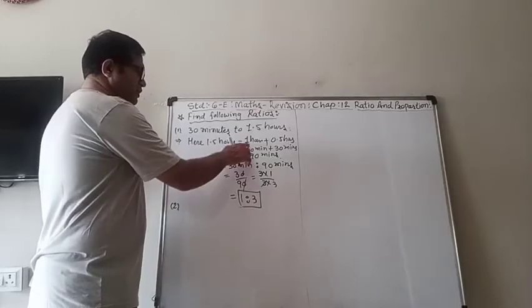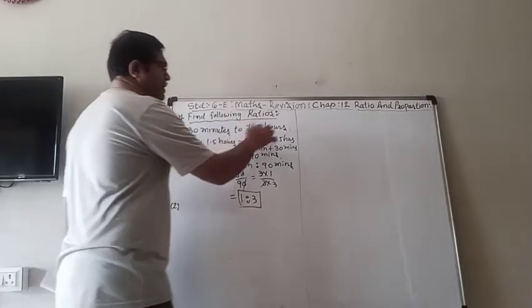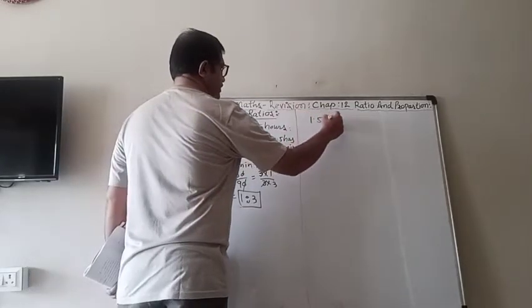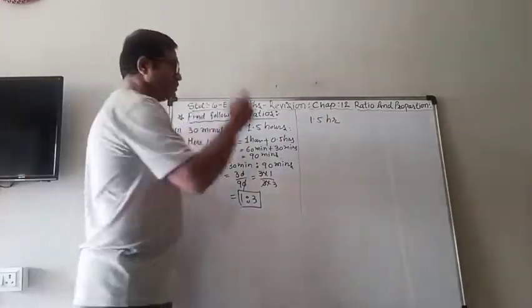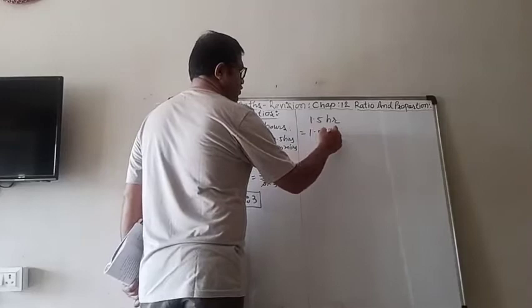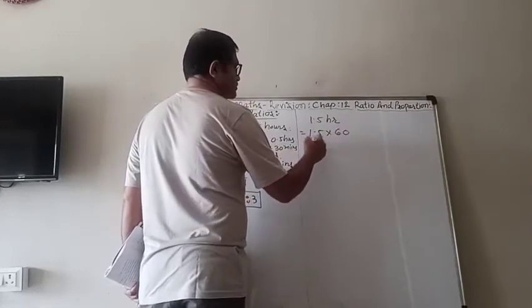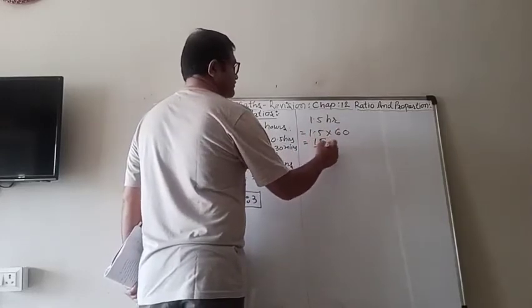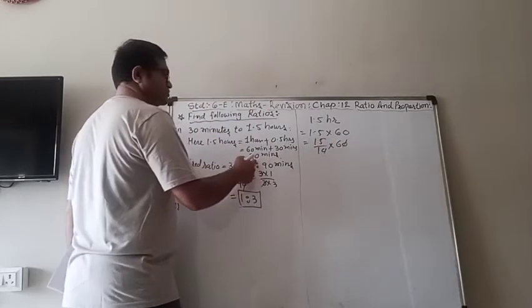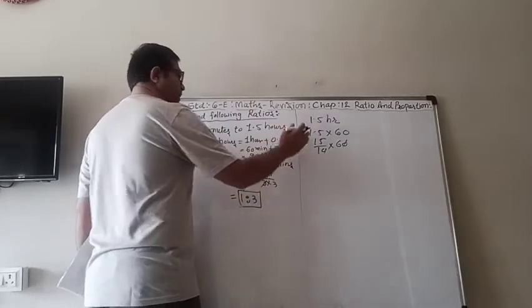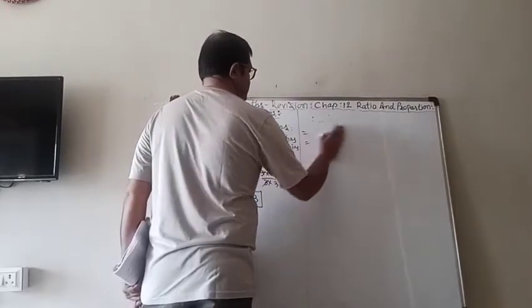Or if you don't remember like that, then you can directly also do it like this. 1.5 hours. 1 hour is how many? 60 minutes. So 1.5 multiplied by 60. So 1.5 is 15 upon 10 into 60. Then 15 sixes are 90. So you can do it like that directly also.